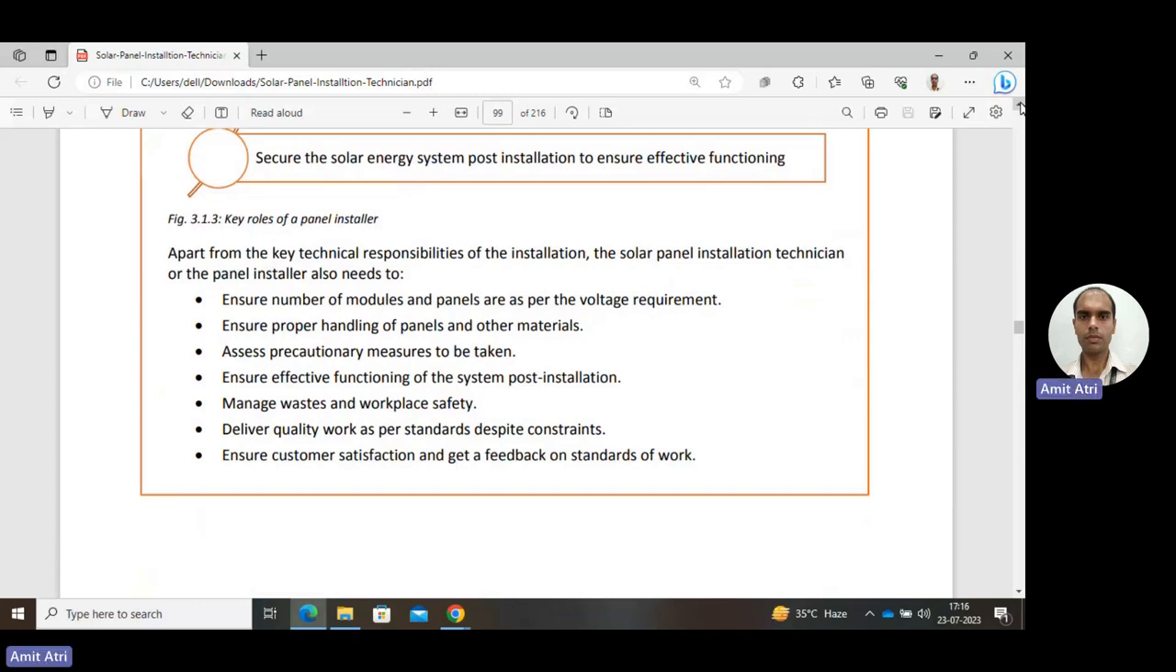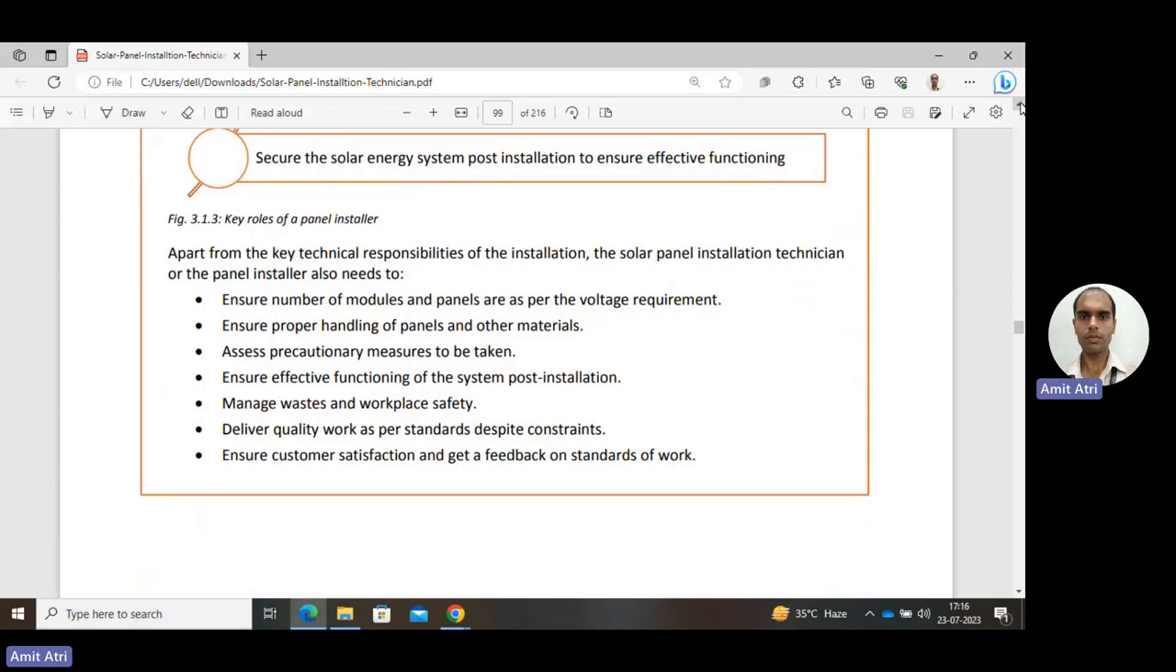Then ensure effective functioning of the system post installation. Just as we discussed, post installation as well, the responsibilities or tasks do not end. It should continue after the installation and during normal working. The next thing is to manage waste and workplace safety. Safety should be kept so that there is no chance of mishap by the installer. And waste, don't just keep it here or there. Take it and properly dispose of it. We will discuss the waste management further in our coming unit.